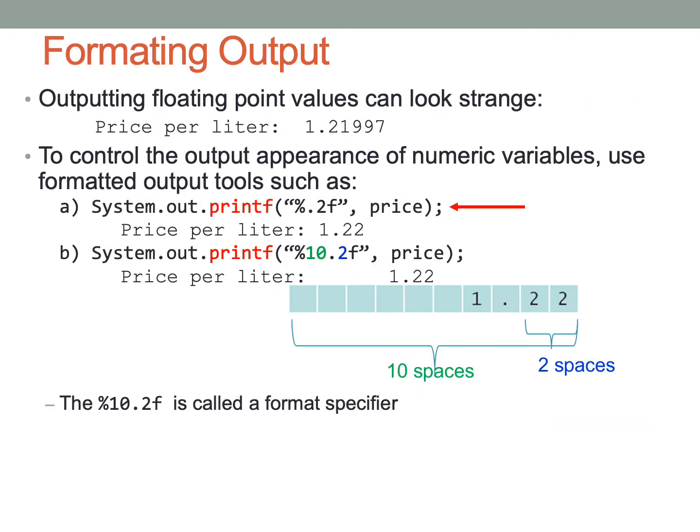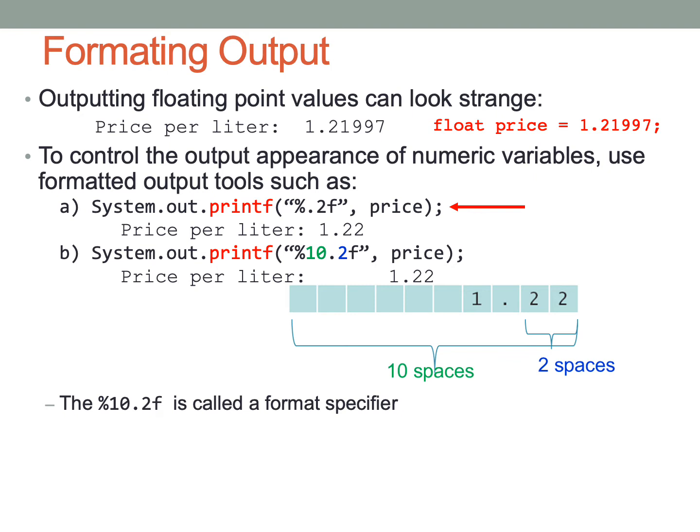Say that we want to output a floating point value. If we use println or print, we will display the whole value, for example 1.21997. We can use the printf method to control the output appearance of the number. If we want to display the price value to 2 decimal points, we can write %.2f, where that is the specifier that refers to 2 decimal points. F here refers to a float number. We will see the different specifiers in the next slide.